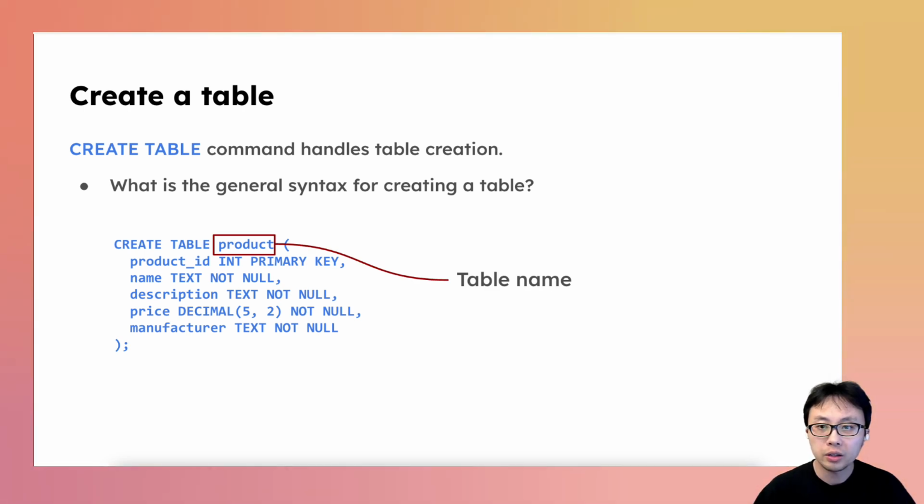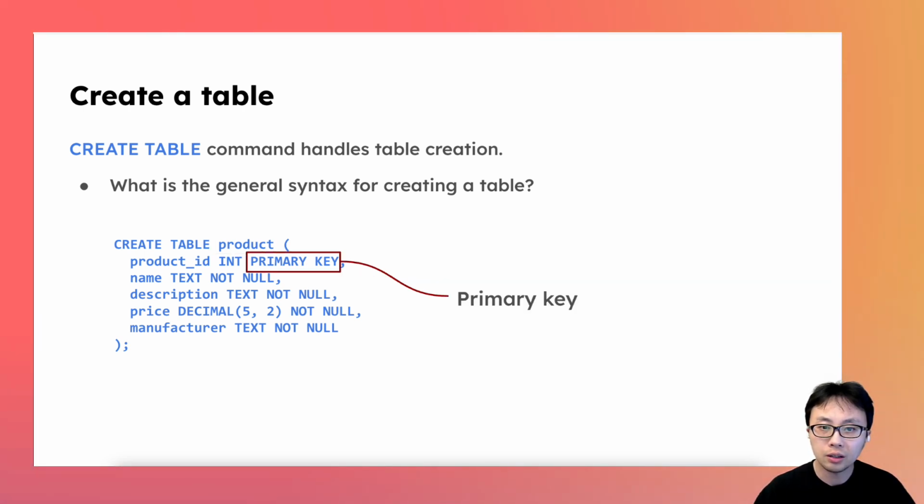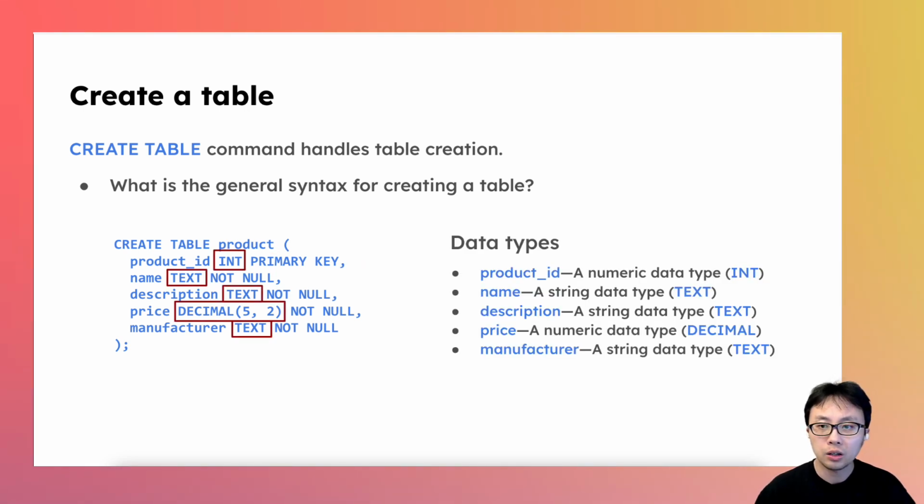Product is the table name. Primary key is followed by the column name product ID. These 2 things are required to create a table in general. In addition to that, you may also notice the different data types for each column. Product ID is a numeric column, integer actually. Name, description, and manufacturer are all string columns. Price is also numeric, it's a decimal column.